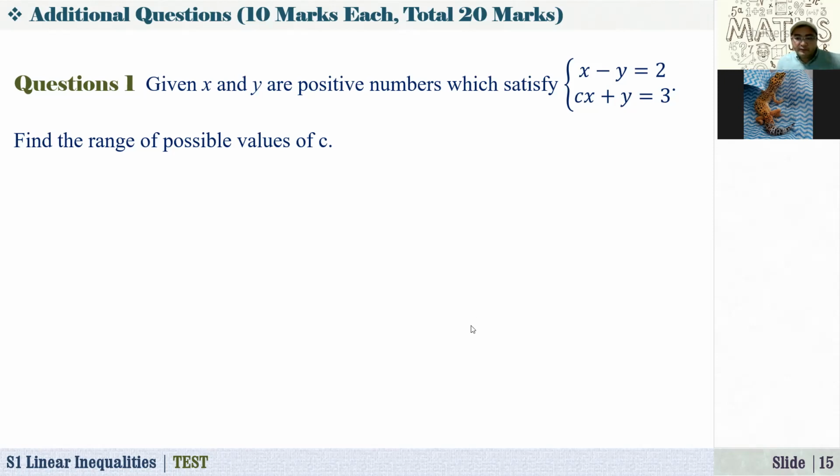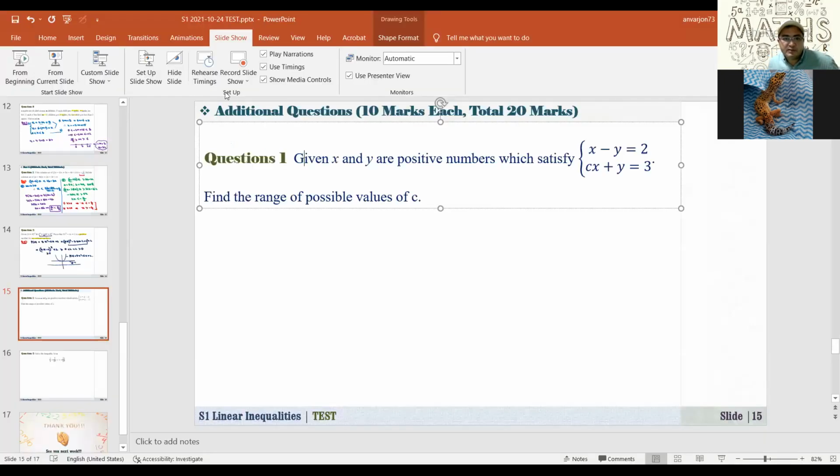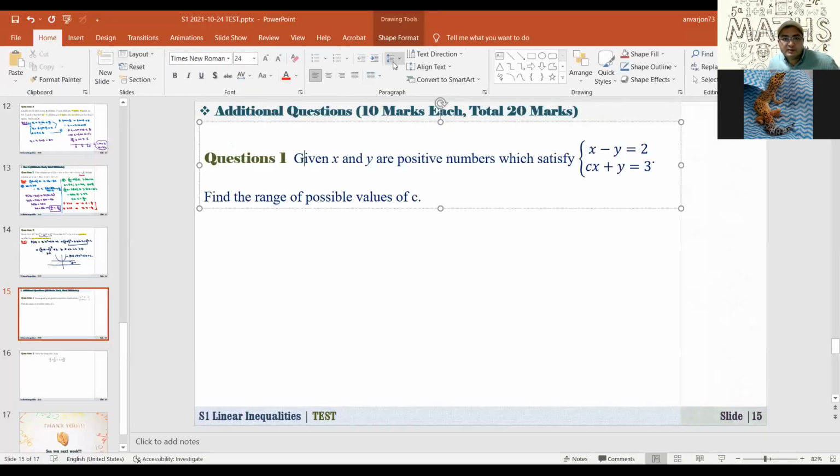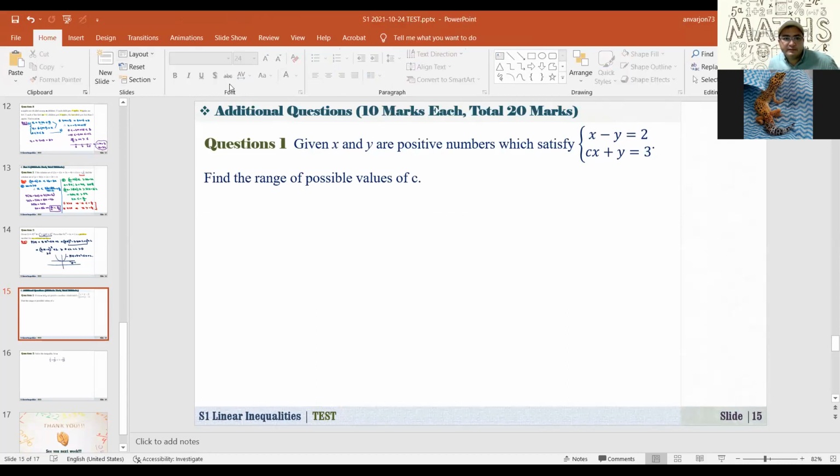Okay, Gabriel, good. We have 2 questions. Okay, let's do them, and I will finish the class. Given x and y are positive numbers, which satisfy, it is a lot. I need more space for this question. Let me just keep this as a single line.